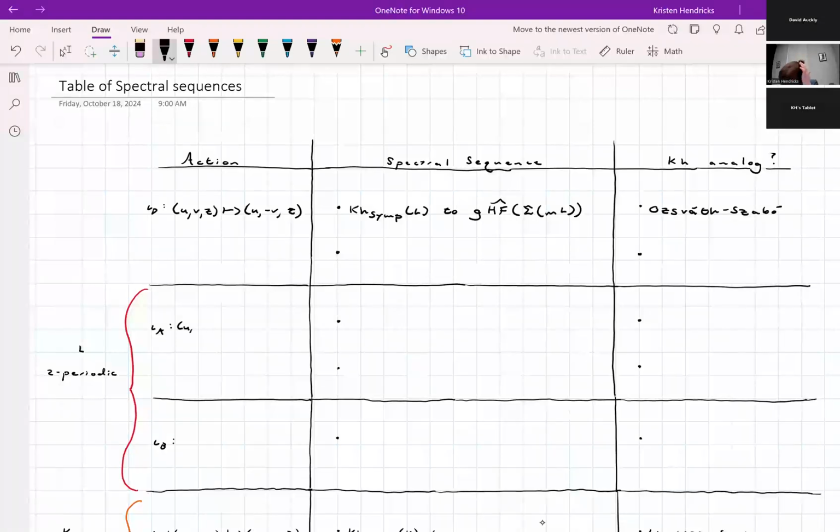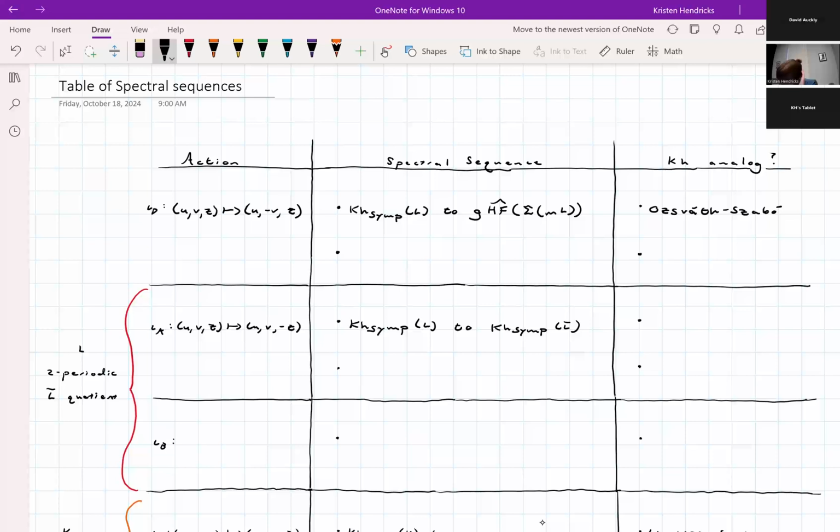So this action is UVZ goes to UV minus Z, and it takes us from KH simp of L to KH simp of L bar for a two-periodic link with quotient link L. And these guys are both saddles, so let's put the citation here.